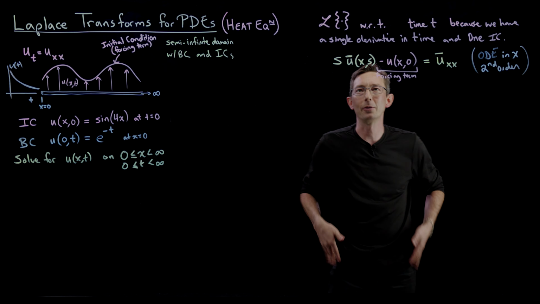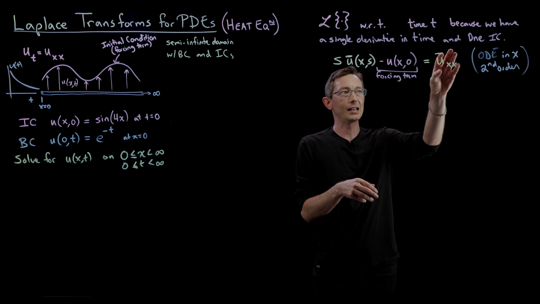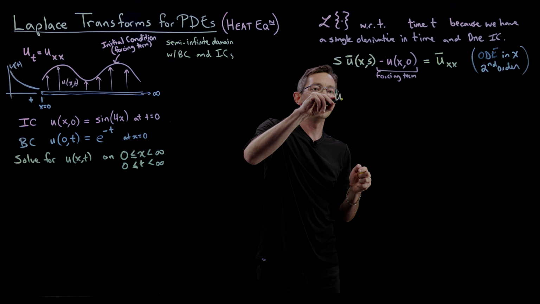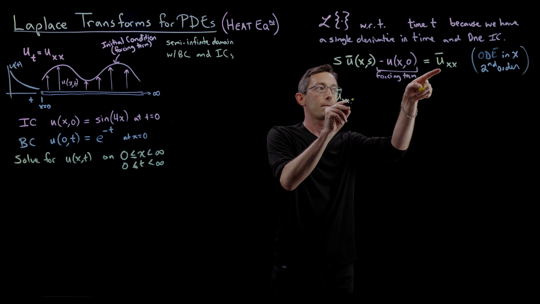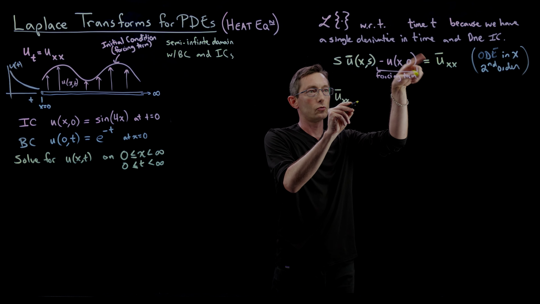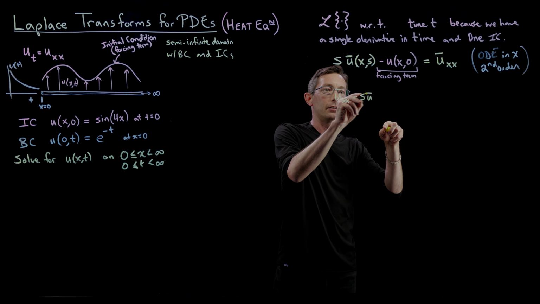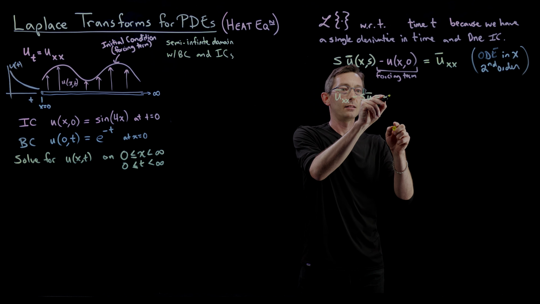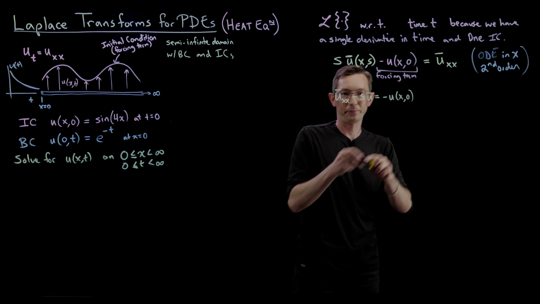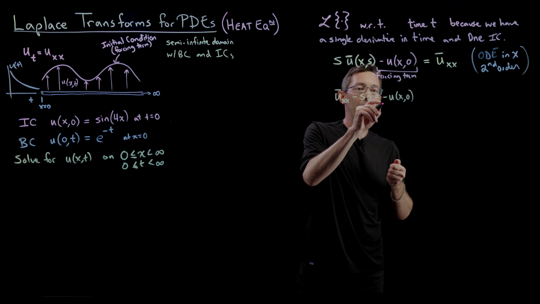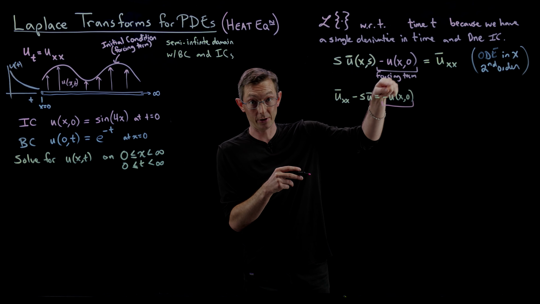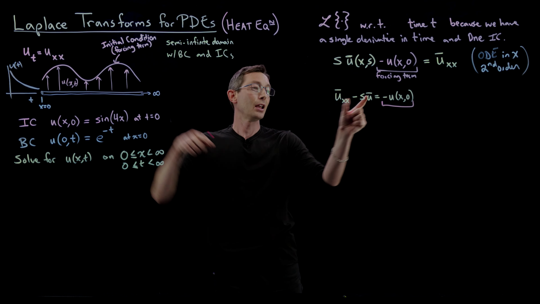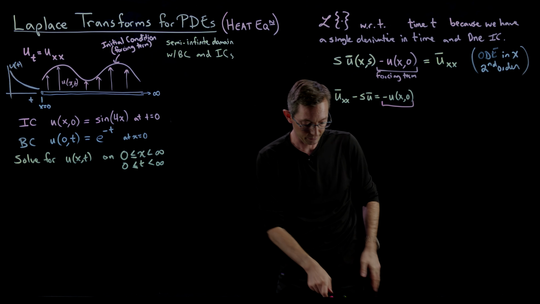If I really wanted to, I'd move stuff over to the same side, which is going to make my life easier. So this is u bar xx minus s u bar equals minus u of x comma 0. Remember, this is going to be my forcing term. This is not Laplace transformed. This is actually the initial function of x. These others are Laplace transformed quantities, u bars.